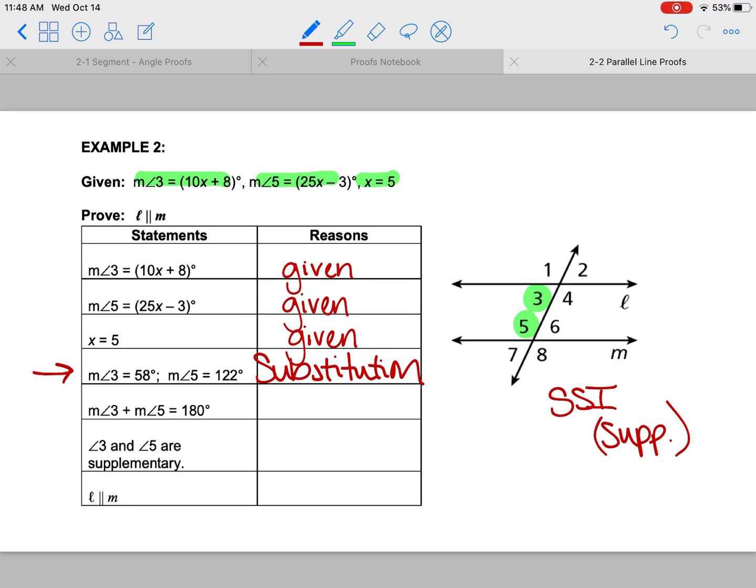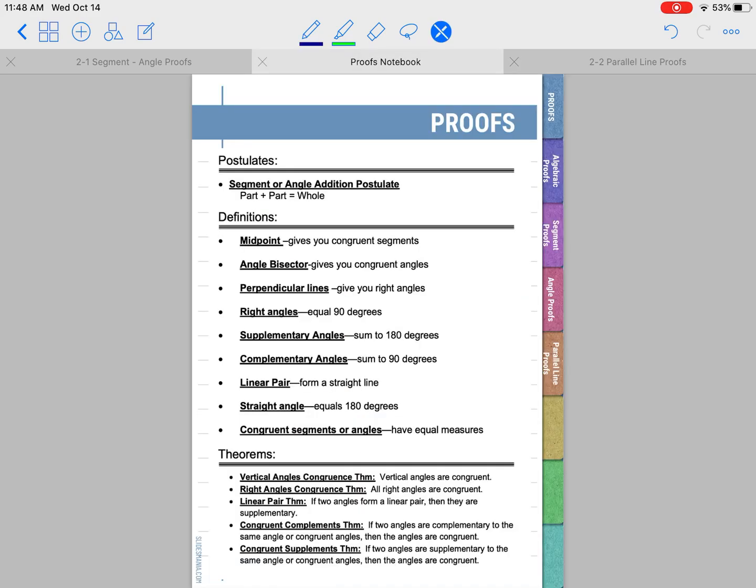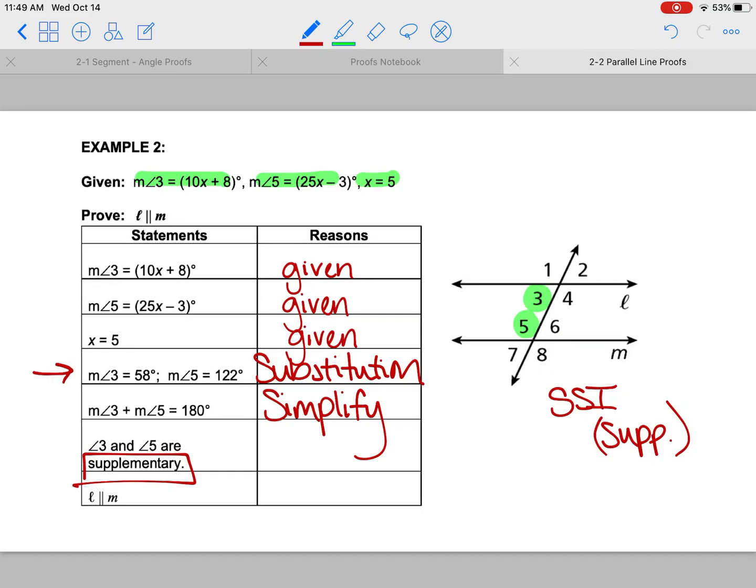And then to get the 180, they combined the 58 and the 122. So if they combine those, we know that is simplified. And now that we know that they equal 180, we can state they're supplementary. Remember we said if they spell out a word, that's a big hint to us. So if we go over here to our definitions, the definition of supplementary angles is sum to 180 degrees. And so we can see that we have that definition there, sum to 180. And so we have our definition of supplementary angles.